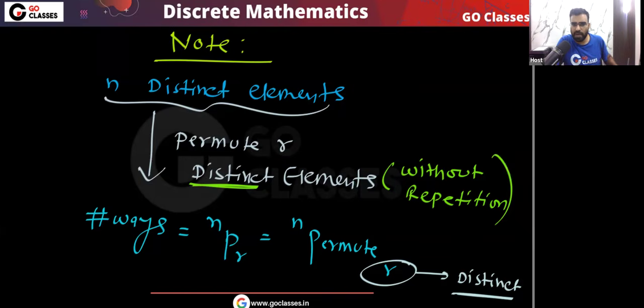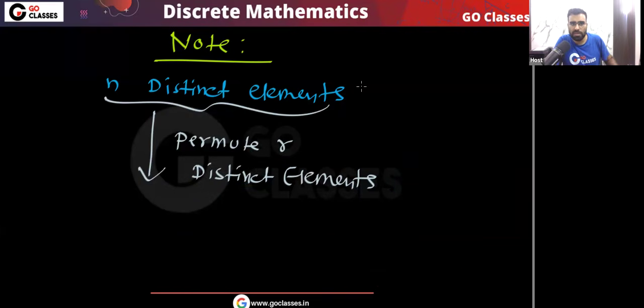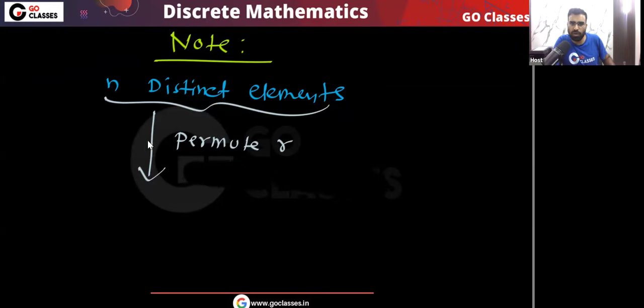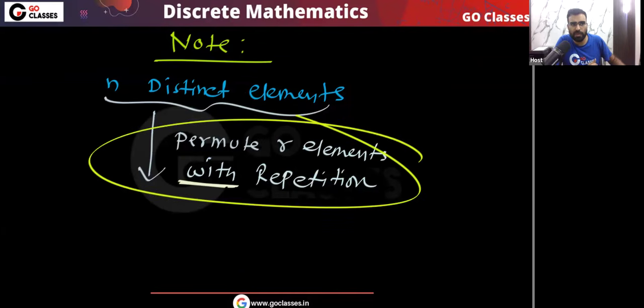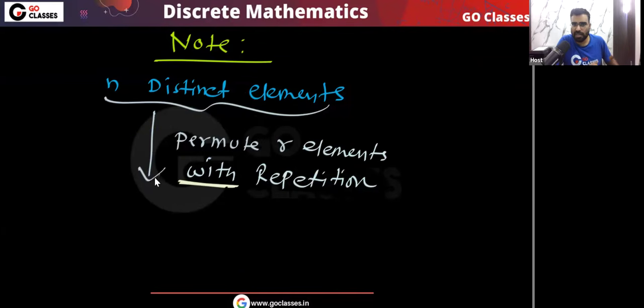This we already know. Now the next thing we want to do: there are a total of n distinct elements, that is fine, and we want to permute R elements with repetition. Now repetition is allowed, meaning, for example, all these R elements can be the same also. In this case, how many ways will there be? Very easy, just apply the product rule and you will get your formula.